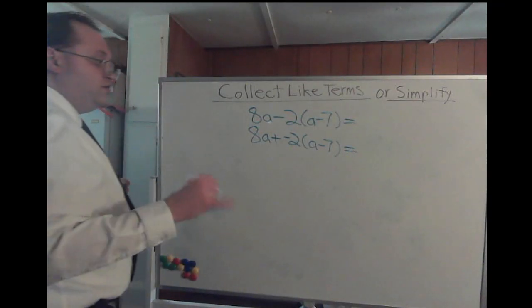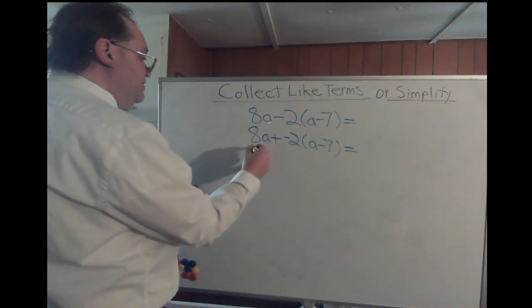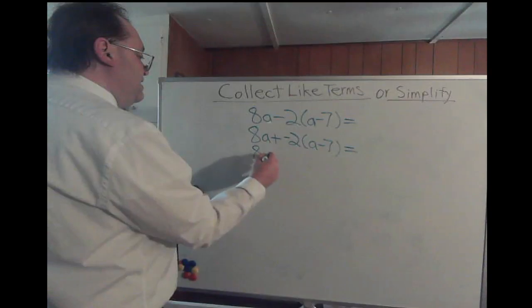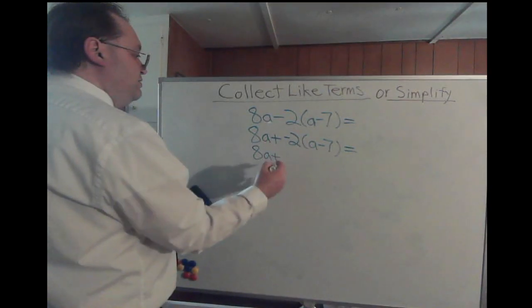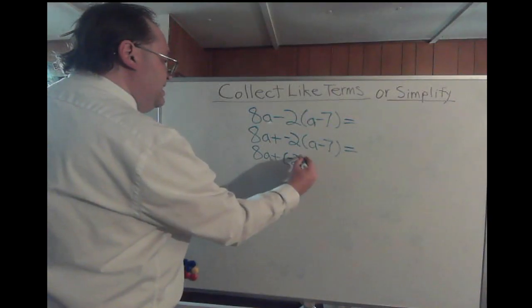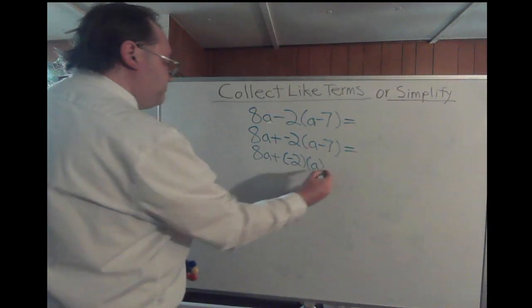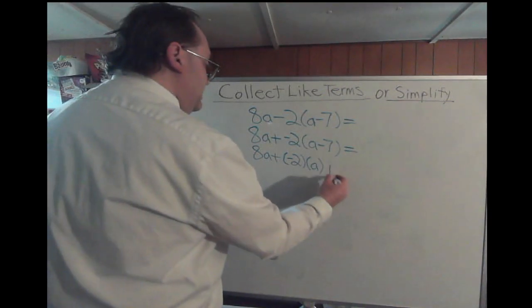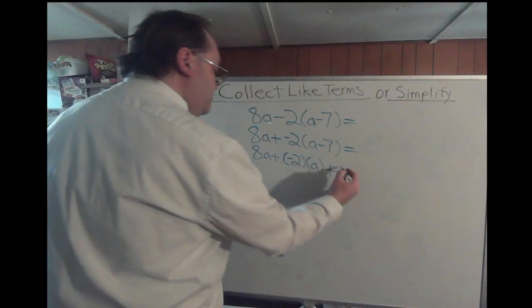Now we can go ahead and do our distributive property. You'll have 8a outside, of course, plus you'll do your negative 2 times a. You'll have negative 2 times a, plus you'll do your negative 2 times your negative 7.